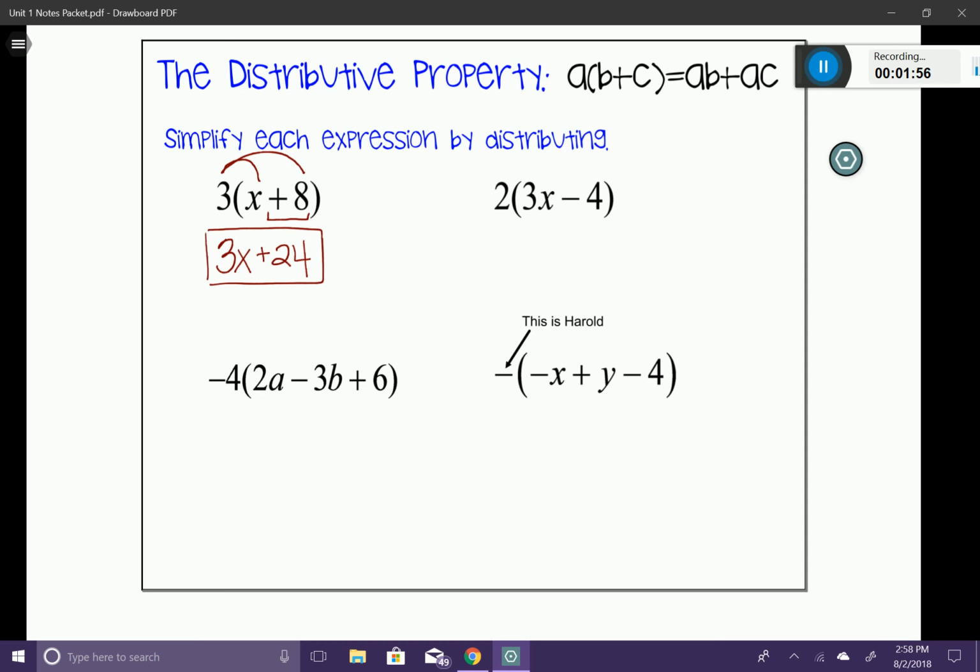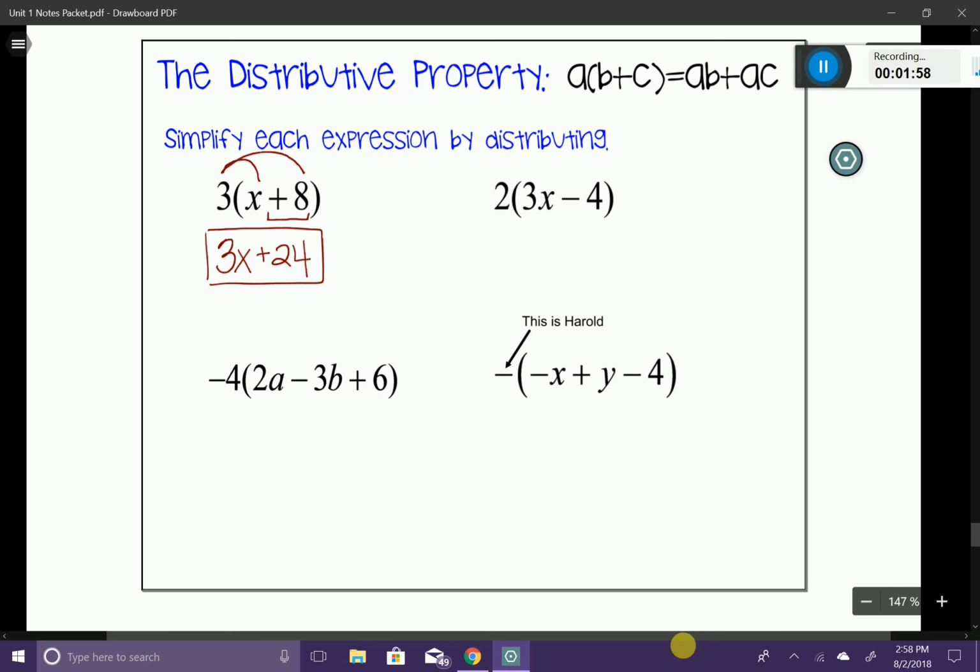All right, in the next one, the number that I'm distributing is a 2. So I'm going to distribute it into 3x. So 2 times 3x is going to leave me with 6x. Then I'm going to distribute 2 into the negative 4. You have to be real careful with the negative in front. 2 times negative 4 is going to leave me with negative 8, leaving me with the expression 6x minus 8.